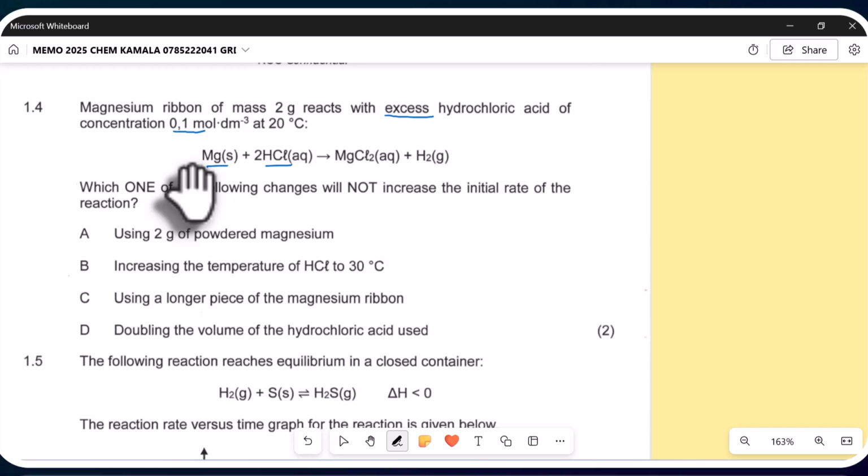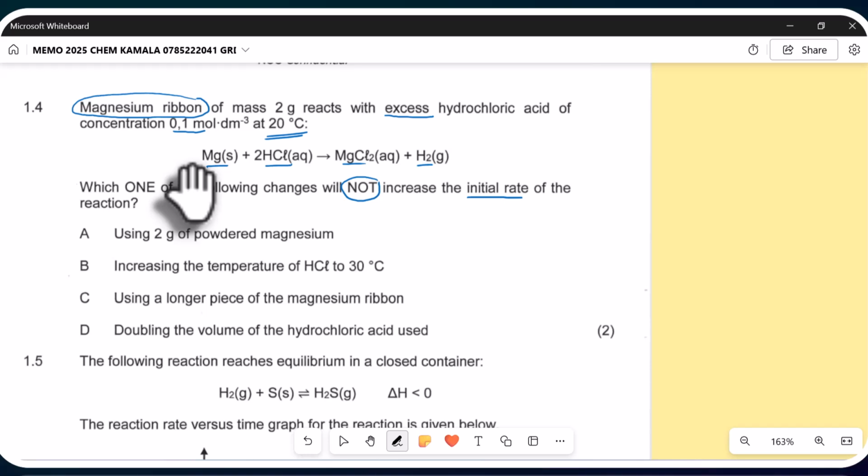They say that which one of the following changes will not increase the initial rate? Note the English here: will not increase the initial rate. Don't forget that our initial reaction is at 20 degrees Celsius. Here they said magnesium ribbon. So which one of the following changes will not increase the initial rate of the reaction? They're saying using grams of powdered magnesium.